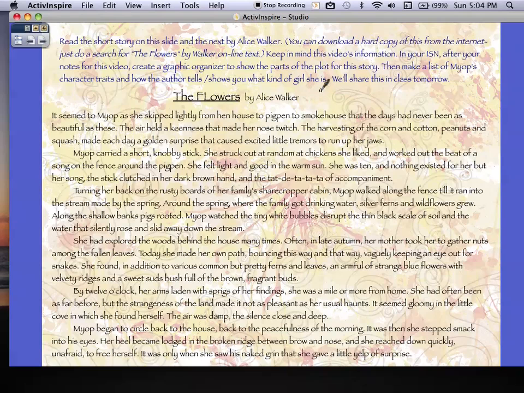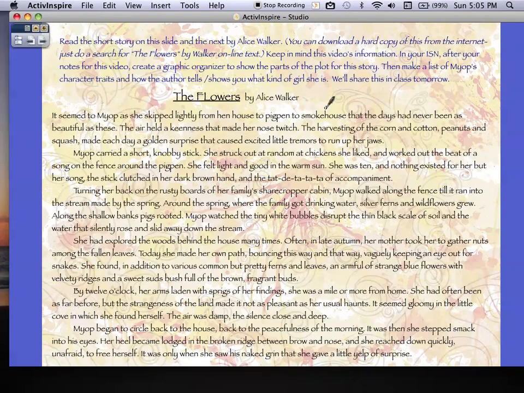This is a really short story, and again, if you'd rather have a hard copy that you can annotate and read for yourself, stop the video now, go to Google, do a search, and print a copy out. Then come back and follow as I read it out loud to you. Okay? All right, here's the short story. It's called The Flowers by Alice Walker. She also happens to be the author of the novel The Color Purple.